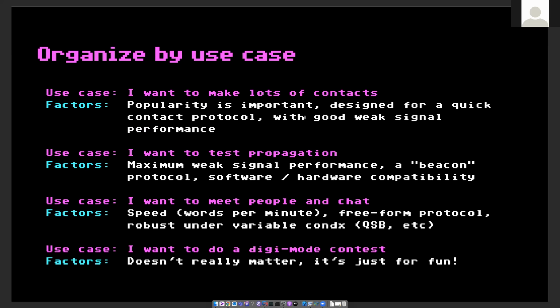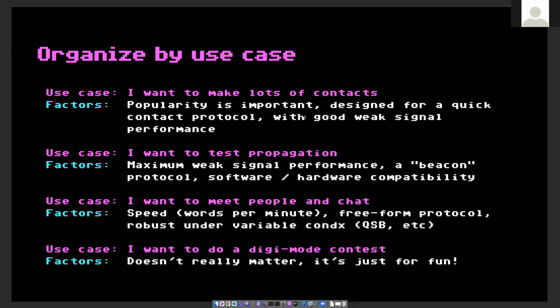And speaking of use cases, I thought if you're going to approach this from a very practical perspective and say, how do I pick one? I think it's best to start with your use case. So first, if you want to make lots of contacts, then the answer is really FT8.